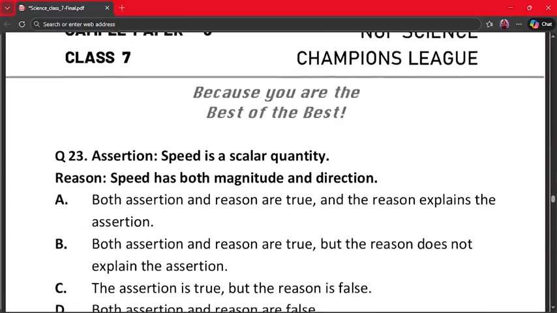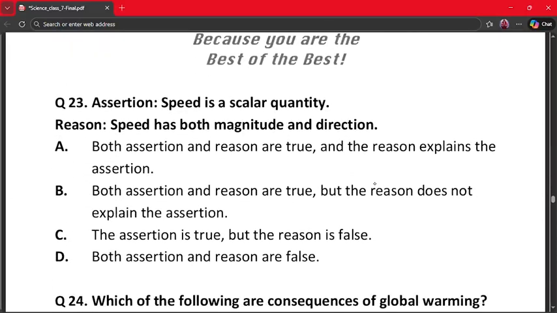Our next question is question number 23. Assertion: speed is a scalar quantity. Reason: speed has both magnitude and direction. A. Both assertion and reason are true and the reason explains the assertion. B. Both assertion and reason are true but the reason does not explain the assertion. C. The assertion is true but the reason is false. D. Both assertion and reason are false.